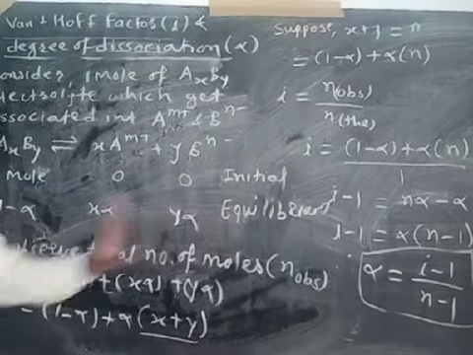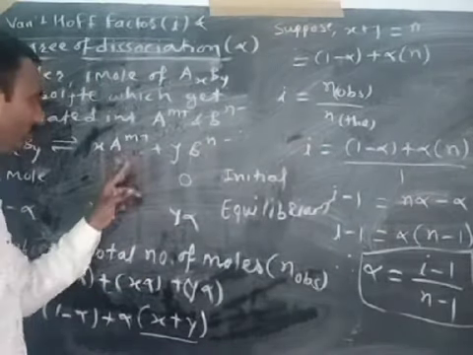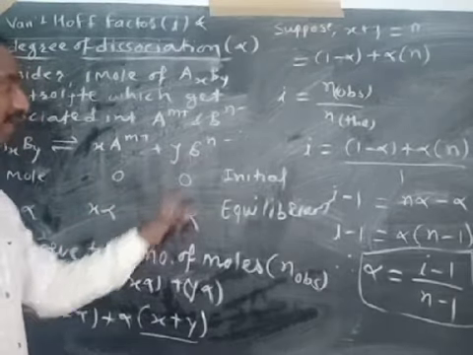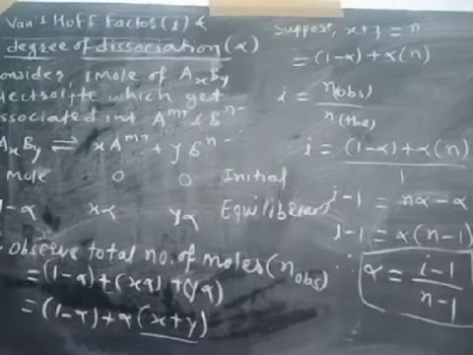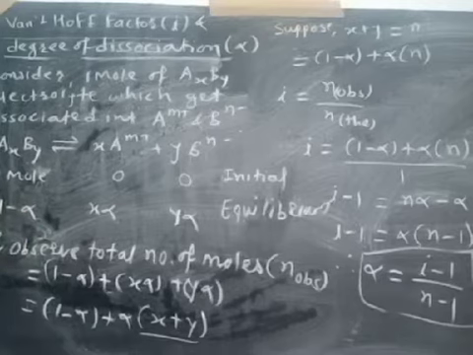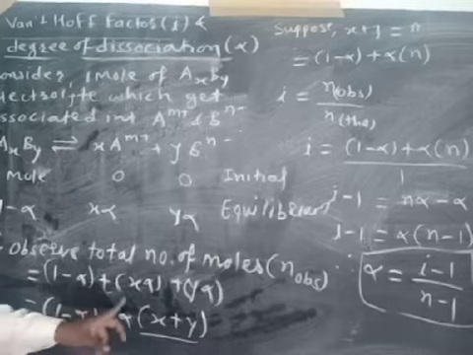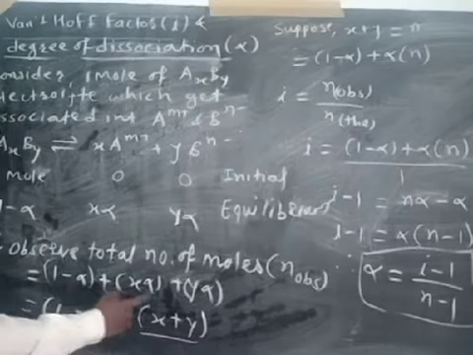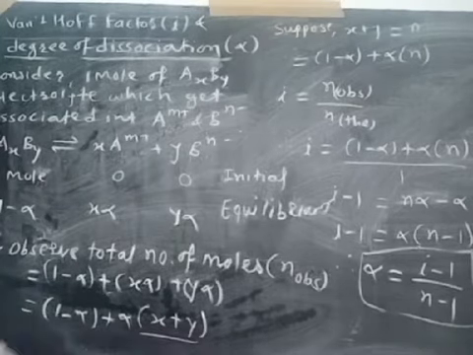But at the equilibrium state, suppose alpha is the dissociated part, that's why x alpha will be the dissociated part for A^m+, and y alpha will be the dissociated part for B^n-. And if alpha is the dissociation, then the undissociated part, or the remaining part of the AxBy electrolyte, will be 1 minus alpha. From this we can write the observed total number of moles, n observed, is equal to 1 minus alpha plus x alpha plus y alpha, where we take alpha as a common term, so the equation becomes 1 minus alpha plus alpha in bracket x plus y.